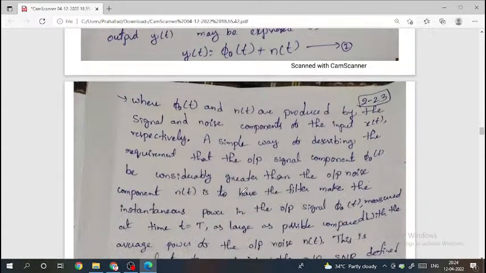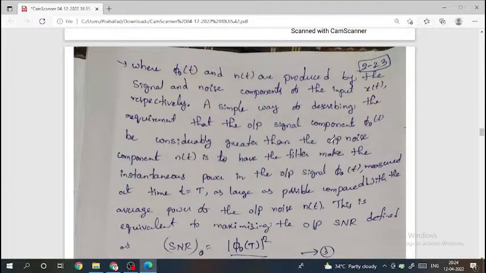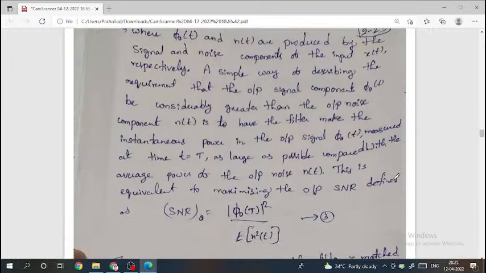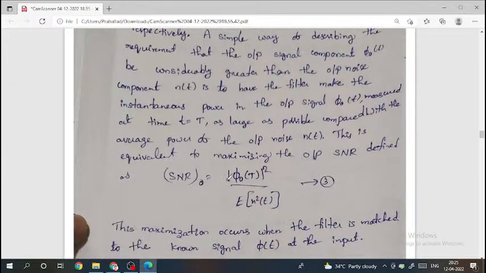A simple way of discovering the requirement is that the output signal component pi naught of t be considerably greater than the output noise component n of t. So to have a better filter, we should choose the output signal component to be greater than the noise component, measured at time t equals T, as large as possible compared with the average power of the output noise n of t.